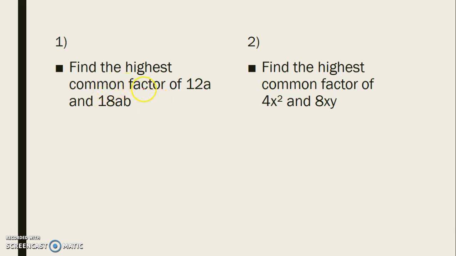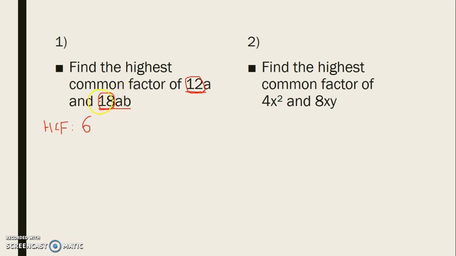Let's find the highest common factor of 12a and 18ab. And I'm going to use HCF, which stands for highest common factor. Let's just start off first by looking at the coefficients of these two. I have 12 and 18. Think about what's the highest common factor of 12 and 18. It's 6.